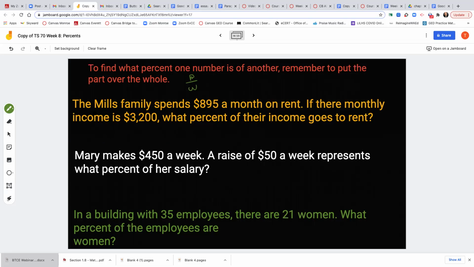So let's look at a couple examples. The Mills family spends $895 a month on rent. If their monthly income is, this is the whole here, $3,200, what percent of their income goes to rent? So we're going to put the part, $895, over the whole, which is their monthly income, and we're going to divide. I'll just take a second to do that. So I've got 895 divided by 3,200 equals 0.2796. I'm going to write it all out here.